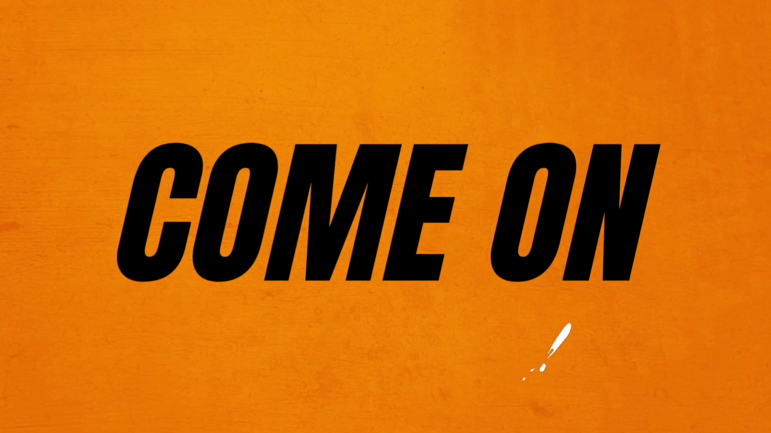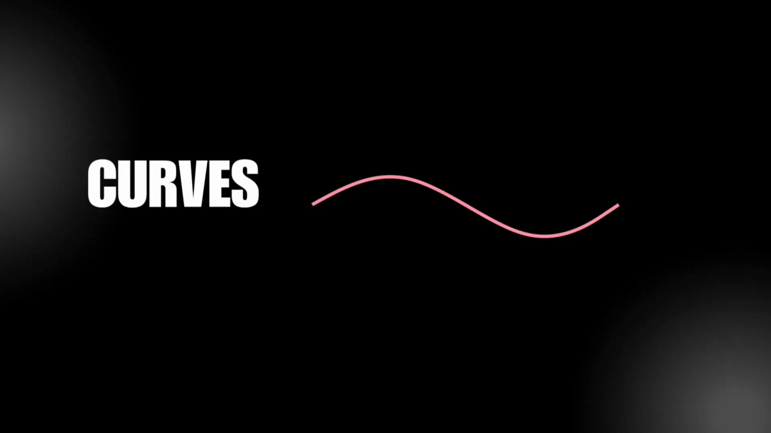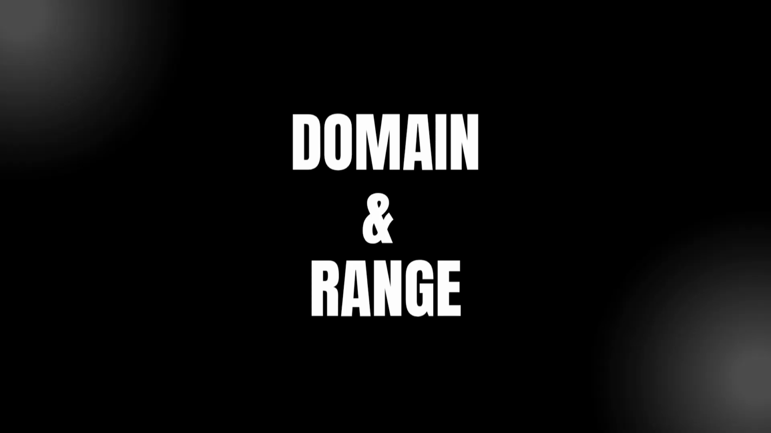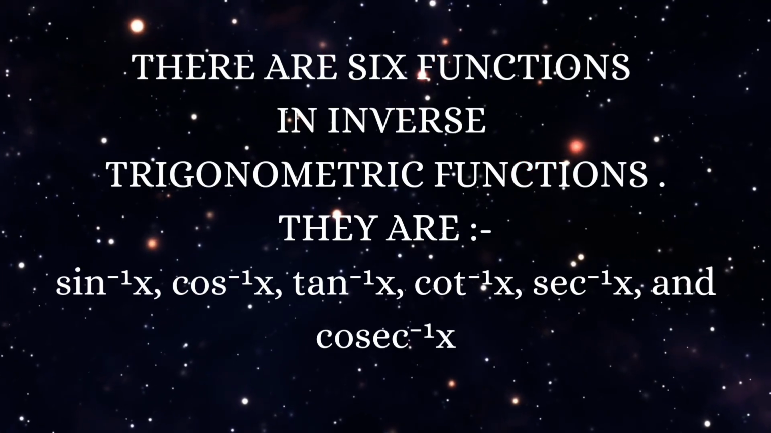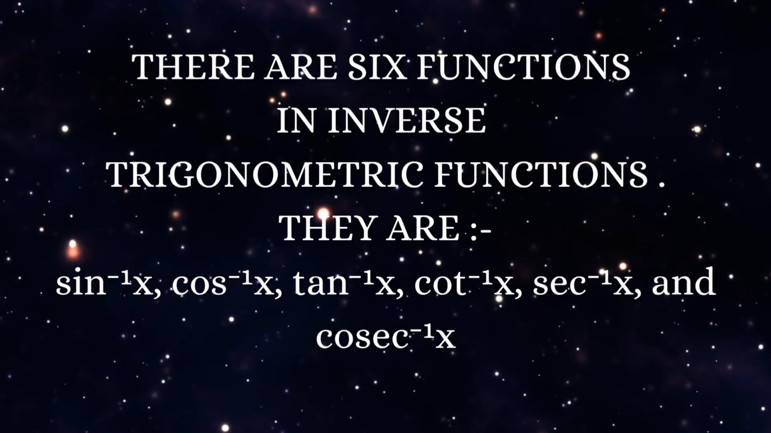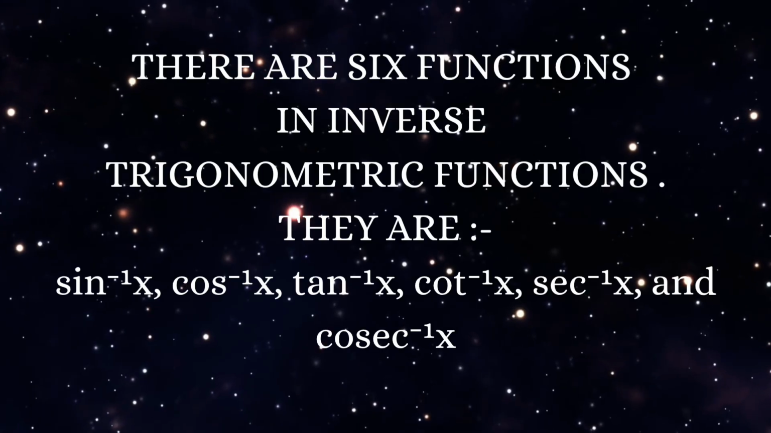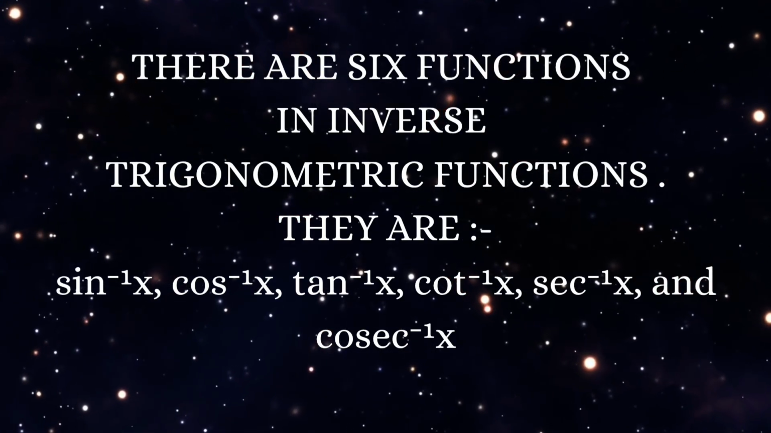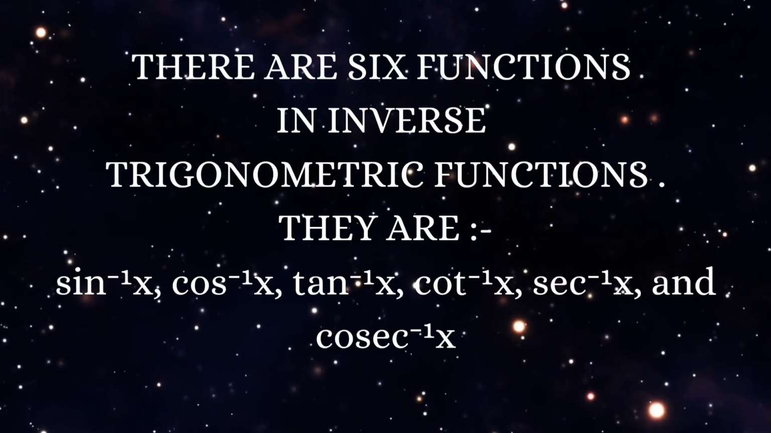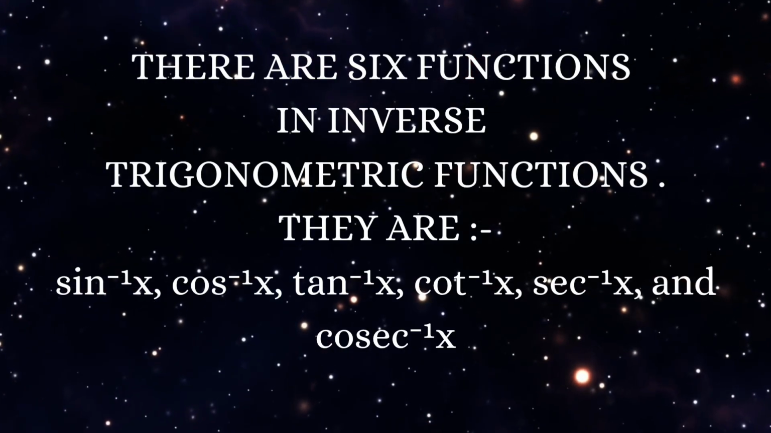Come on. To understand the curves, first we need to know the domain and range of each inverse function. There are 6 functions in inverse trigonometric functions. They are sine inverse of x, cos inverse of x, tan inverse of x, cot inverse of x, secant inverse of x and cosecant inverse of x.